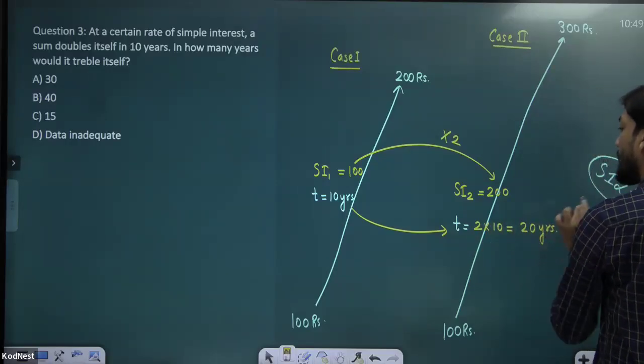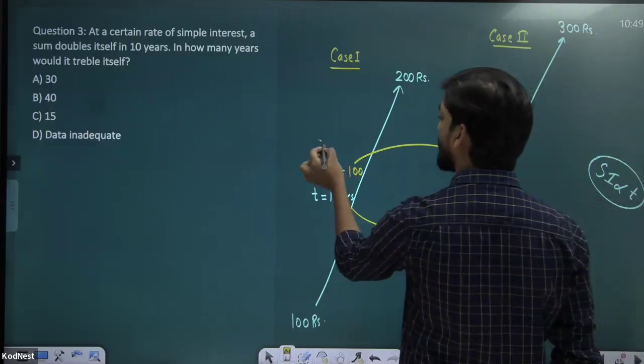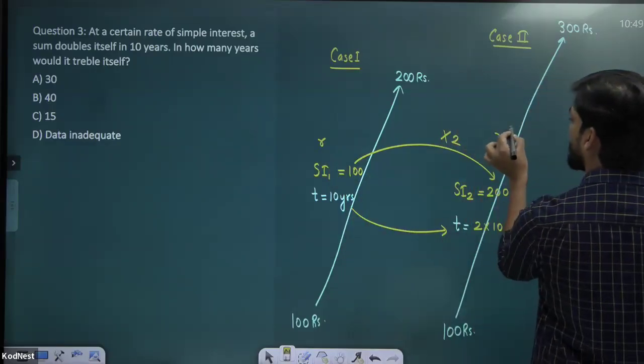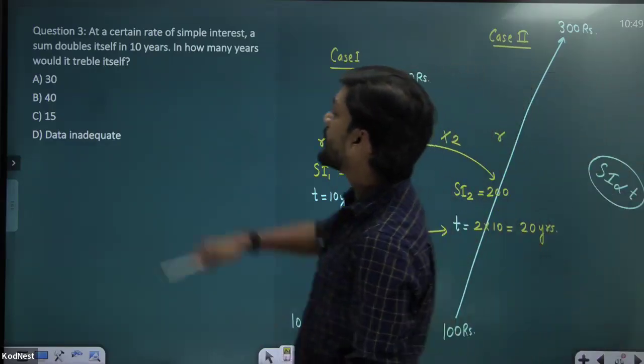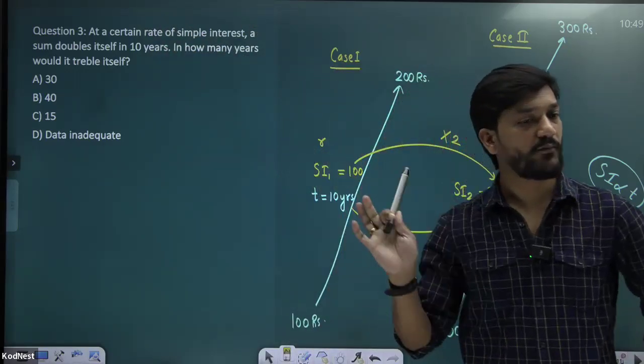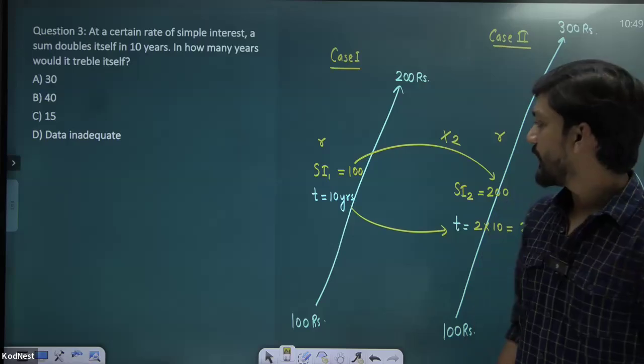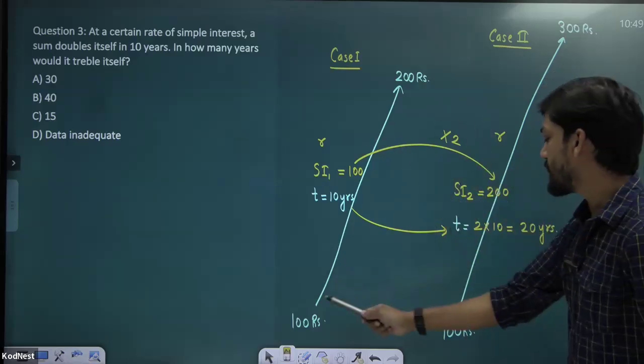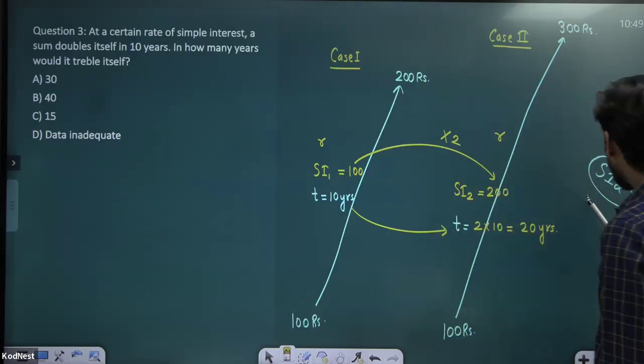Now, why am I applying this? Because, my dear, the rate of interest is the same. At a certain rate of interest, what is that interest? We don't know. But it is the same for both the cases. So rate of interest is the same, principal is the same. That's why I am applying this.